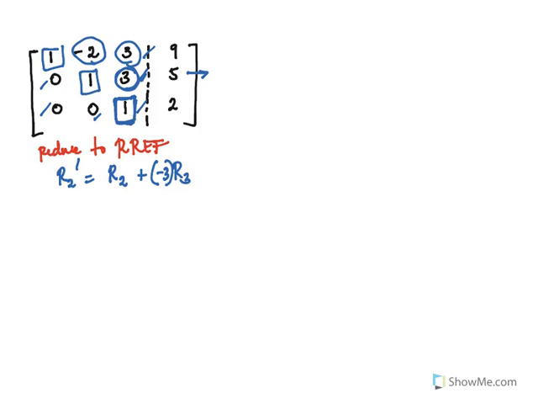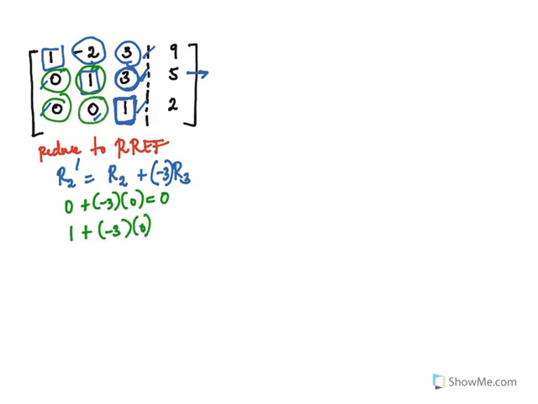So pag in-apply natin isa-isa dito, pair with this. So you have 0 plus negative 3 times 0. So dapat hindi yan babalik sa non-zero constant. So it will maintain dapat na 0 siya. So okay yan, 0. And then yun nandito, positive 1 plus negative 3 times 0. Okay, ito yun. So 1 pa rin yan. And then ito, you have 3 plus negative 3 times 1, so you have 0.